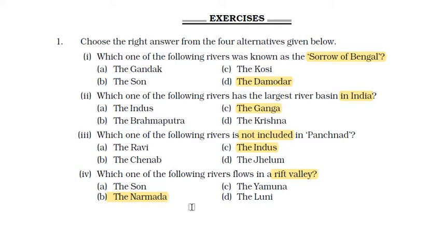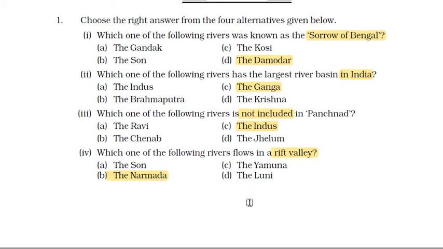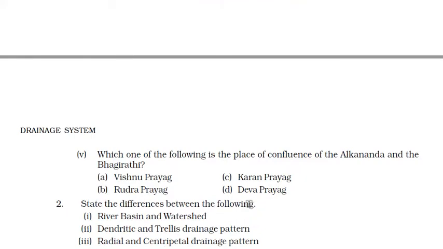Okay. Next, MCQ number 5 is saying: which one of the following is the place of confluence of Alaknanda and Bhagirathi?